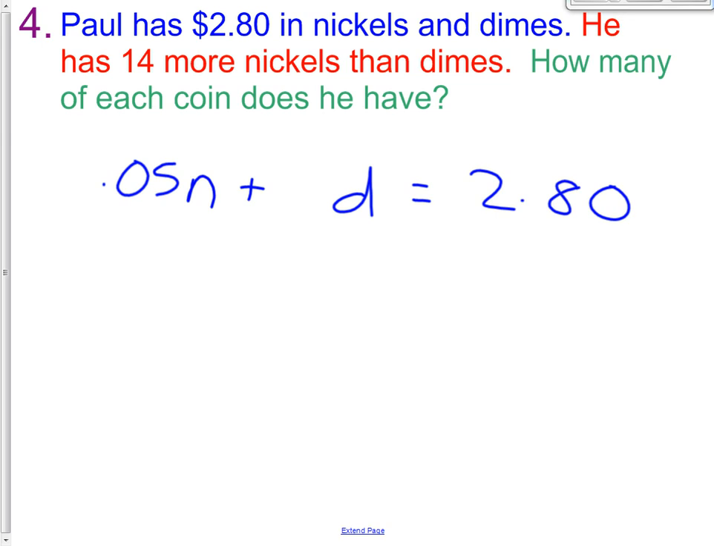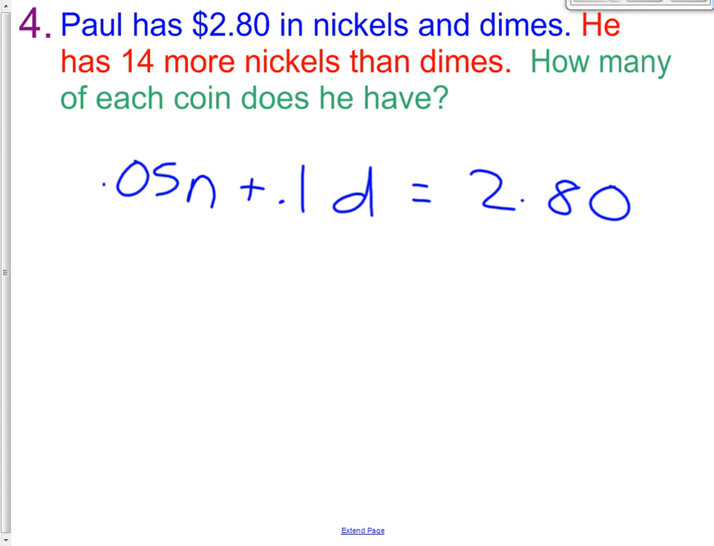In the same way, if we have 8 dimes, 8 times 10 cents is 80 cents. 12 dimes, 12 times 10 is 120 cents, or $1.20, so on and so forth. We're just going to multiply by the number of dimes we have. So 0.10 or 0.1 D. These two together, when we add them, will equal $2.80. So that's that first equation.